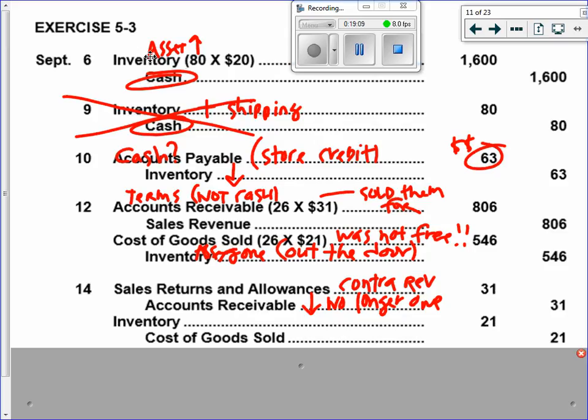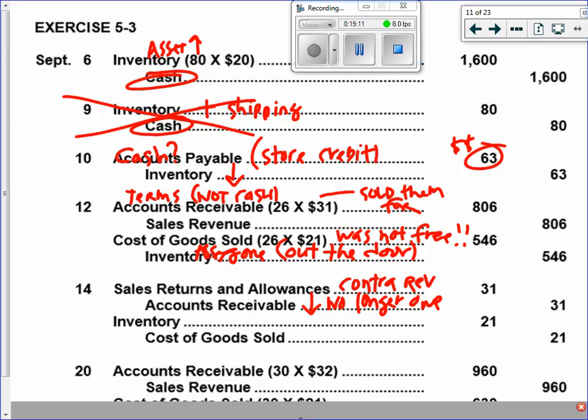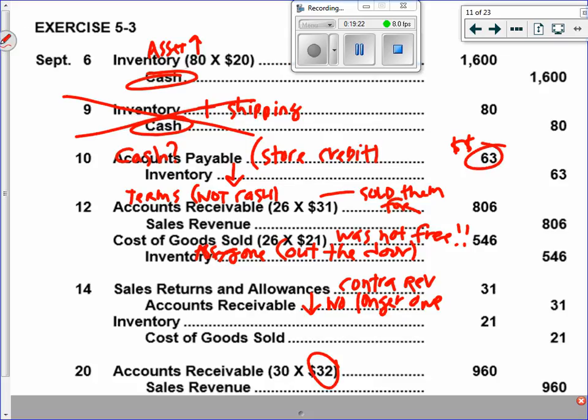We sold stuff, so we have to do 2 transactions. The first thing we do is tell them that AR is going up. These people now owe us money. And we have sales revenue for selling the stuff. Remember, we're selling at the largest price. 30 calculators at $32 a piece. We must have increased our dollar amount, our price tag, if you will.